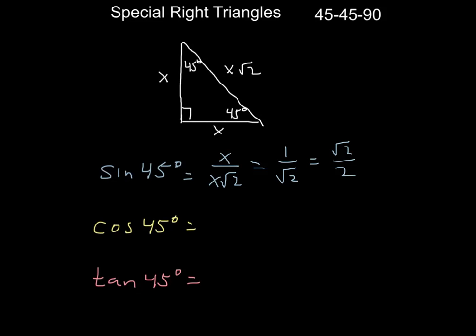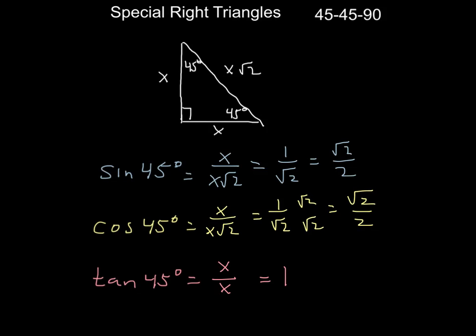Cosine of 45 degrees, well, if you notice, you're going to end up getting the same thing. You'll get x over x square root of 2, so 1 over the square root of 2. And again, multiply top and bottom by square root 2, and I get square root 2 over 2. The tangent of 45 degrees is opposite over adjacent, so I get x over x. So the tangent of 45 degrees comes out to be 1. I hope this matched with what you came up with, and now let's move on.